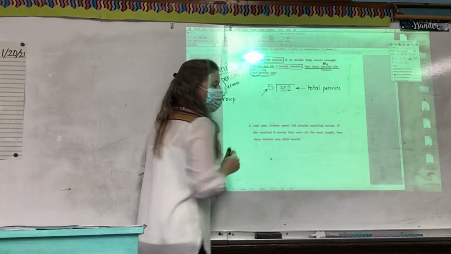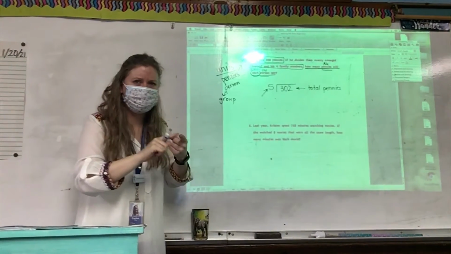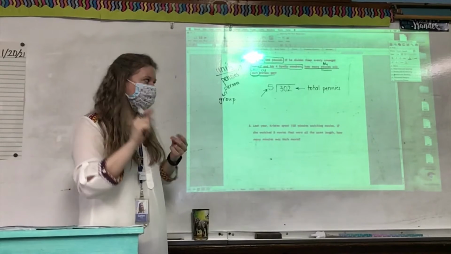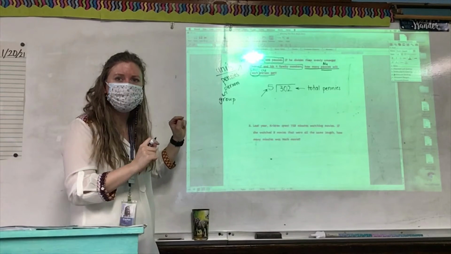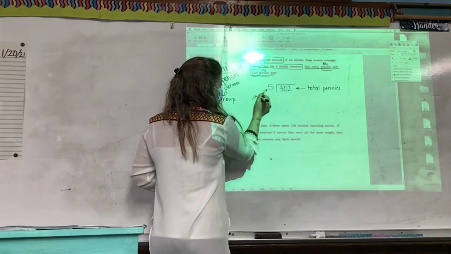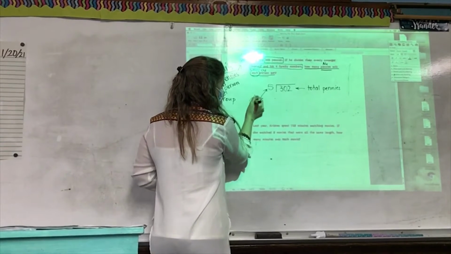Because 5 represents the number of items in each group or the number of groups? The number of groups. The number of groups, which is pennies or people? People. Which we know is the groups.